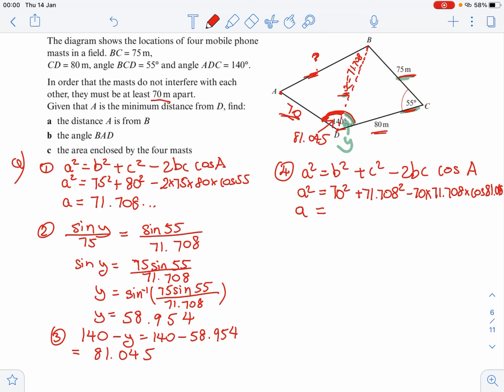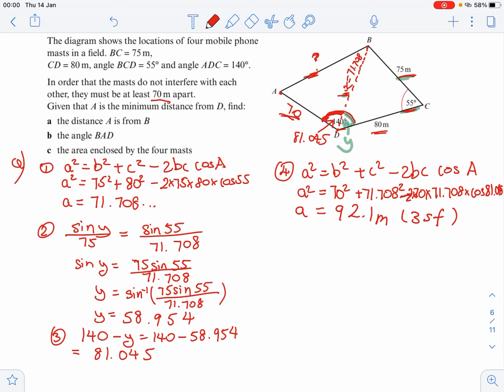So the length for AB is 92.1 meters to 3 significant figures. Just double check your answers, and make sure you copy down the formula correctly. So you have 70 squared plus 71.708 squared, minus 2 multiplied by 70 and so on: b squared plus c squared minus 2bc cos A.